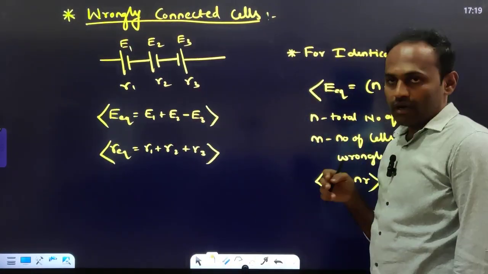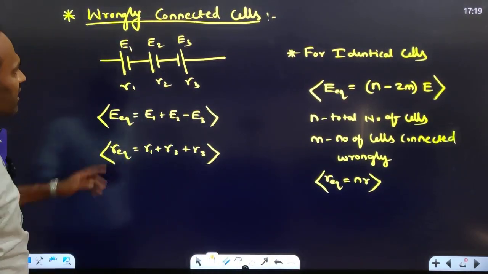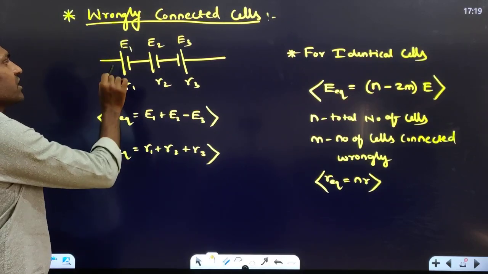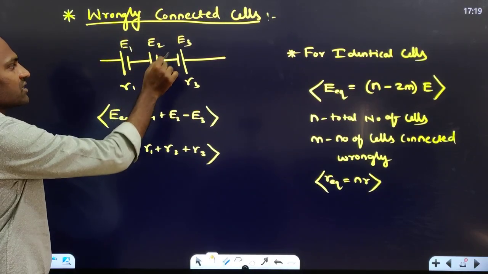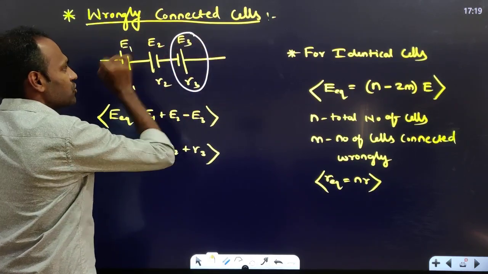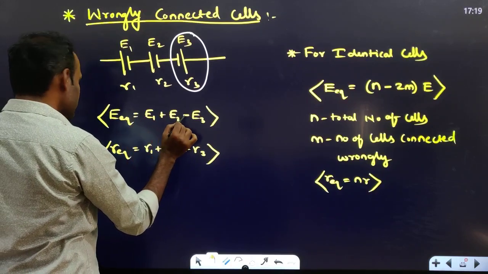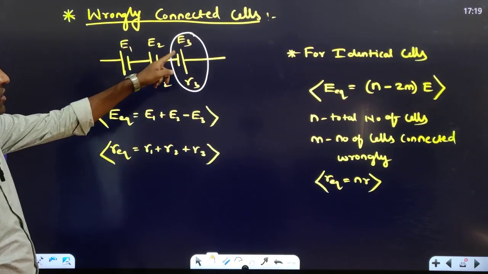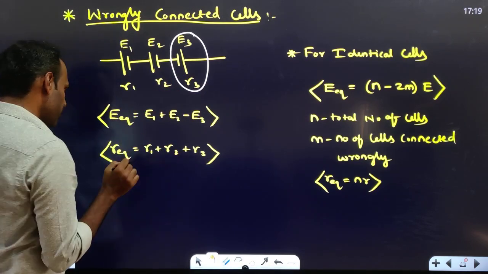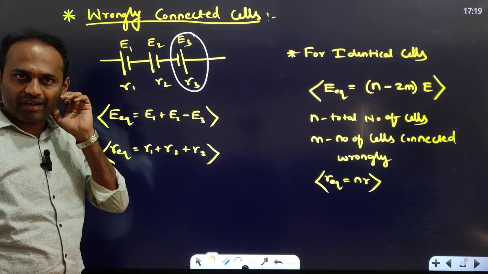Next, there is one more concept related to cells. See, E1, E2, E3, 3 cells are connected in series. You can check here, first cell is positive negative, second cell positive negative, third cell negative positive. So the third cell is wrongly connected here. This is a wrongly connected cell. So in this case, equivalent EMF will be equal to E1 plus E2 minus E3. The wrongly connected cell's EMF is taken with minus. But resistance is not made minus, resistance has to be taken plus. Whether it is correctly connected or wrongly connected, resistance is going to be applied by that cell.